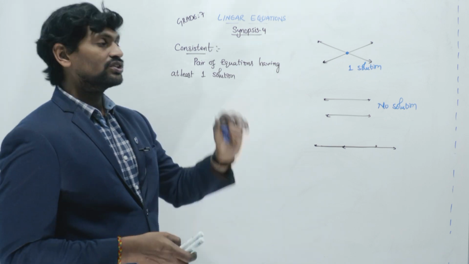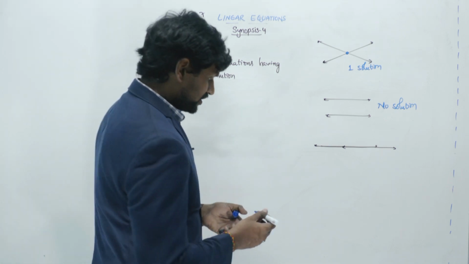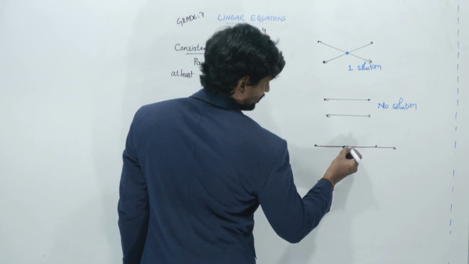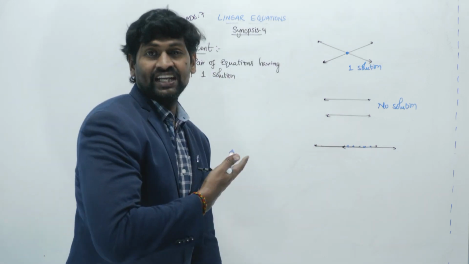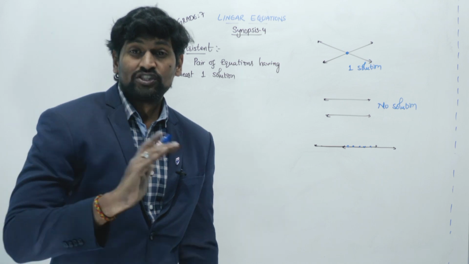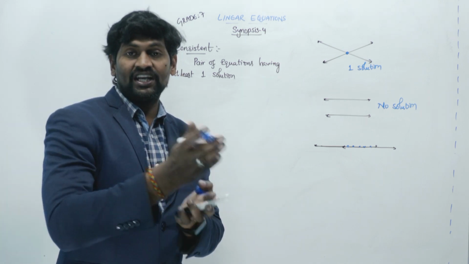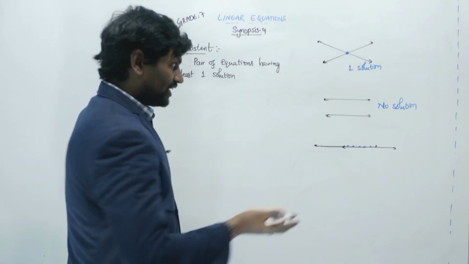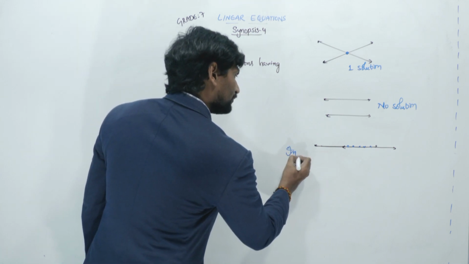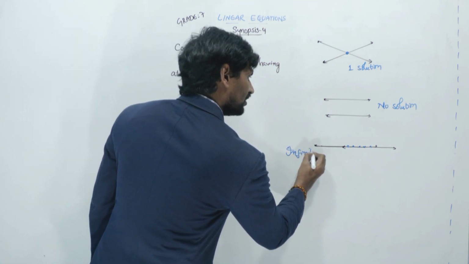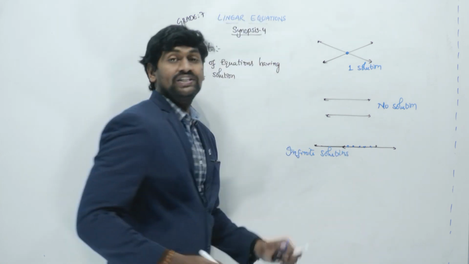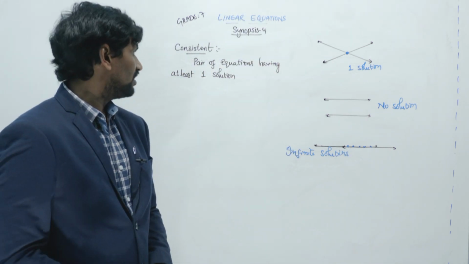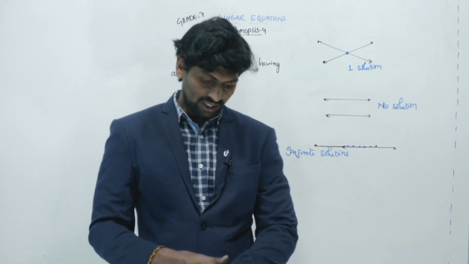Now coming to the third situation, coincident lines. Coincident lines lie on each other, one on top of the other. That means we can take an infinite number of common points, so we can consider infinite solutions. How many solutions? Infinite solutions for coincident lines. Now coming to consistent.